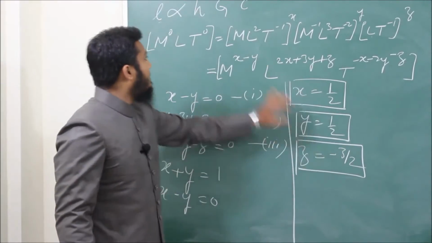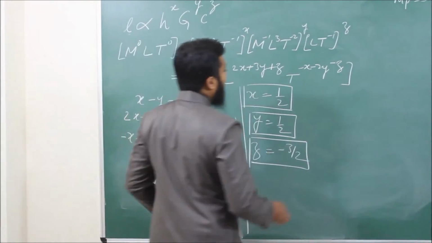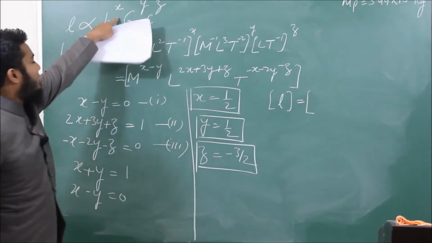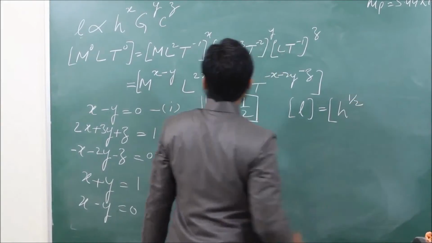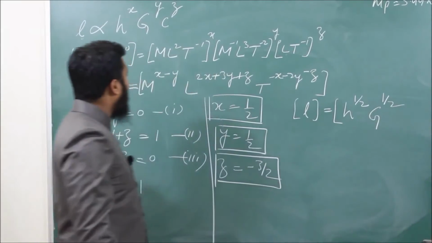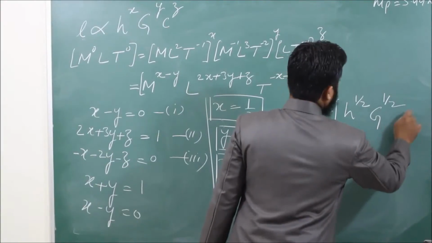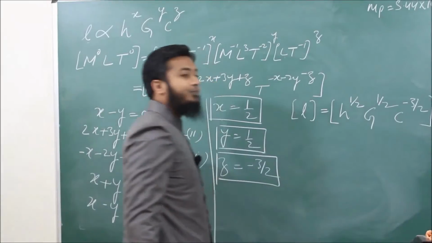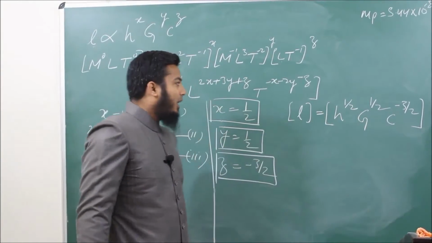Now put these values in this equation and you will get the dimensional formula for length in terms of H, G and C. So the dimensional formula for length will be H raised to the power X, X is plus half, so H raised to the power half, G raised to the power Y, which is again half, so G raised to the power half, and C raised to the power Z. Now Z is minus 3 by 2. Sorry, yes. So C raised to the power minus 3 by 2. So this is the dimensional formula for length in terms of H, G and C.